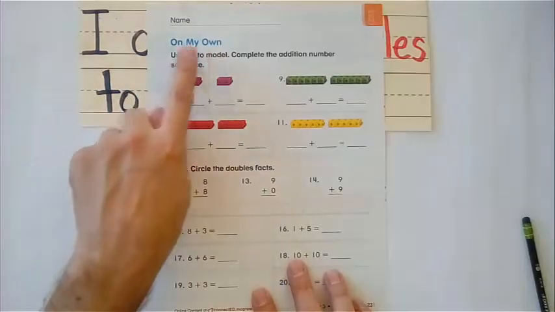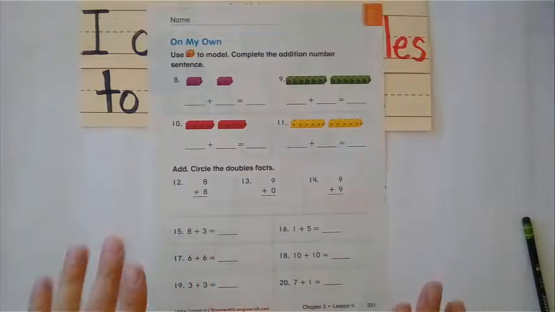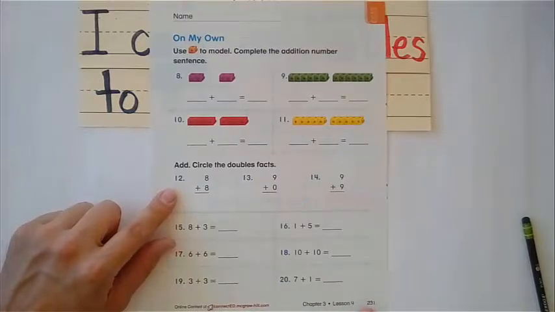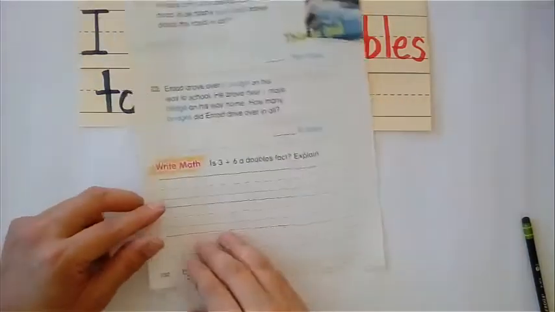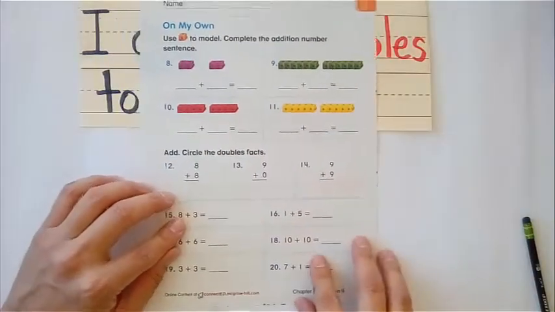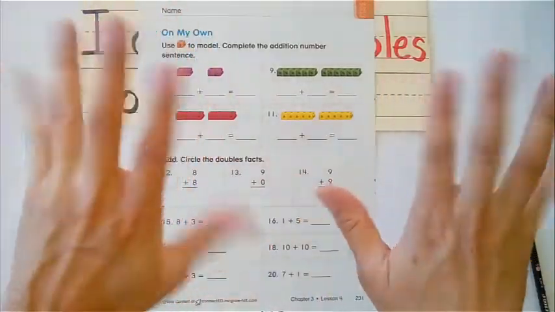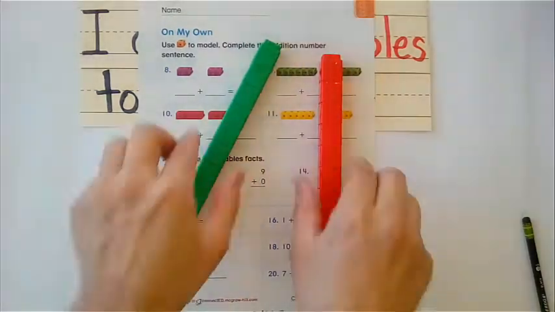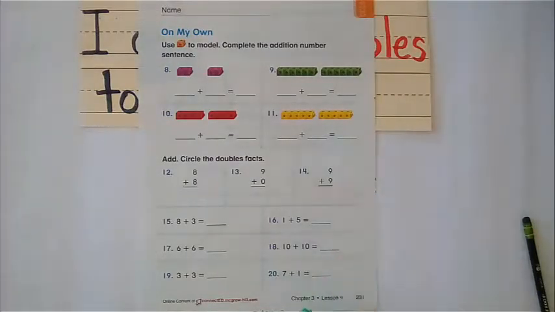Okay, so now we're going to move on to the next page. This is the on my own page. So this is what you need to do. You are going to finish this page, which is page number 231, and the next page, which is 232, on your own. You're going to do it by yourself. Now, you can use your hands and your fingers to do these, or you could do your blocks. Whatever tools you need to use, you can use. Okay, so pause the video, do these on your own, and then push play when you are ready to see the answers.